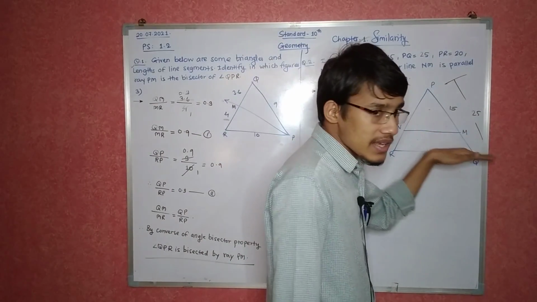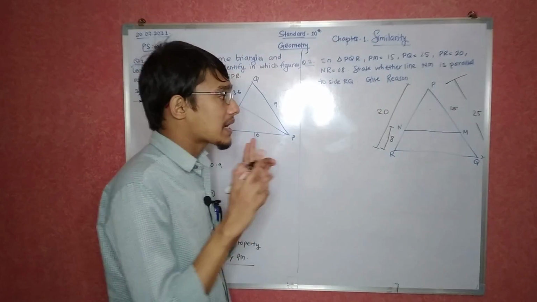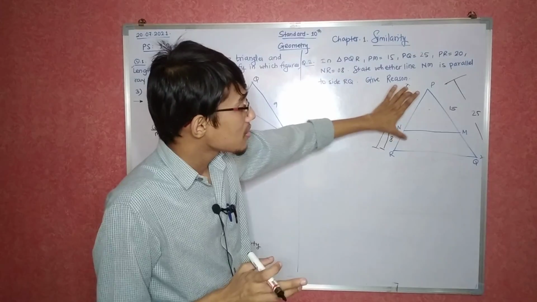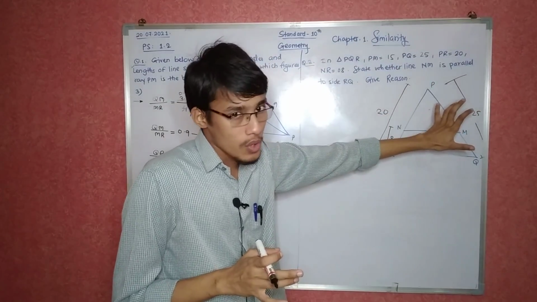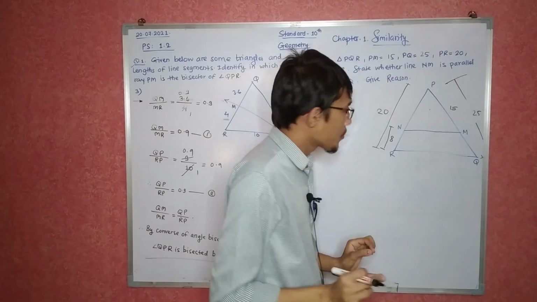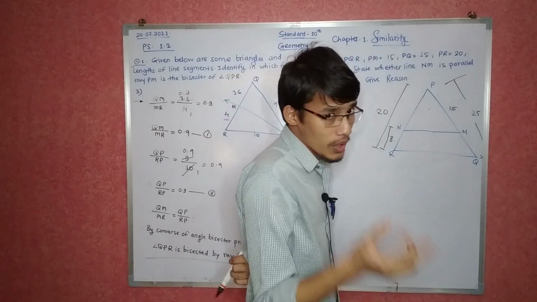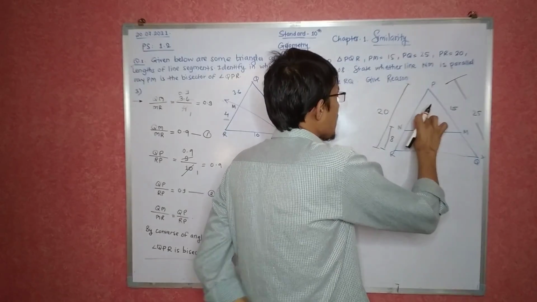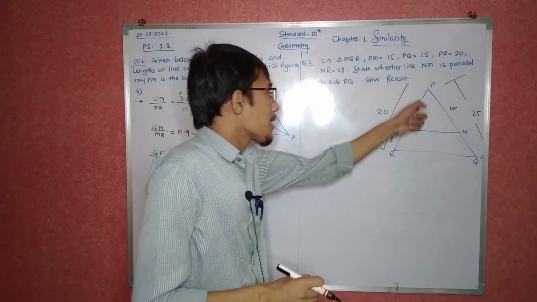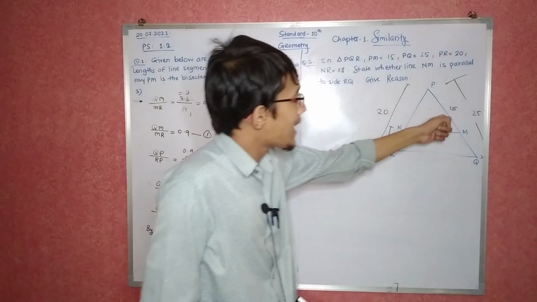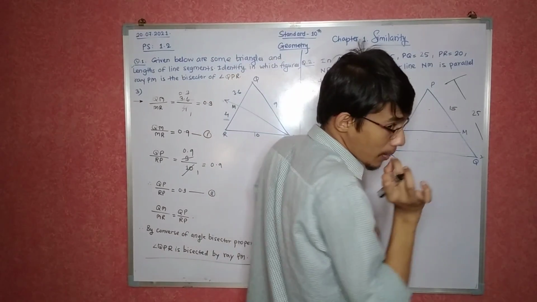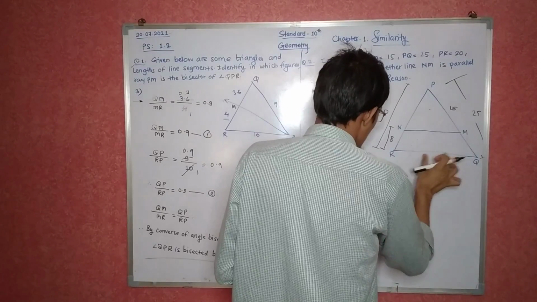If any line is parallel to one of the sides of a triangle and that line is intersecting the other two sides, then the ratio of the divisions created in both the sides is going to be the same. अगर कोई लाइन ट्रायंगल के किसी एक साइड को पैरेलल है और वो दोनों साइड्स को इंटरसेक्ट कर रही है, तो जो रेशियो होगा दोनों साइड का वो सेम होगा. So if PN upon NR and PM upon MQ, both the ratios are the same, it means NM is parallel to RQ.